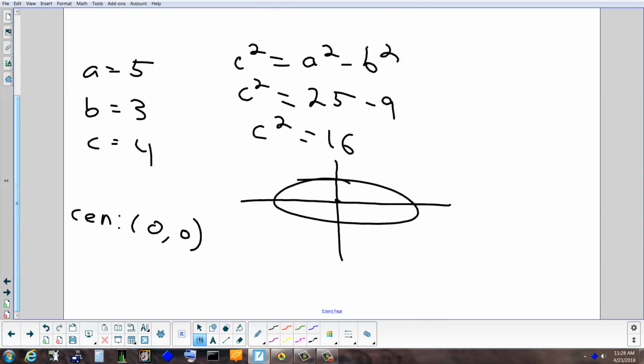Now, let's do the foci. So the foci are C units away from the center, and in this case, they're left and right of it. The major axis is going to have all the important stuff on it. So your foci are going to be left and right. Your vertices are left and right. Nothing is above and below here. That would be the case where it's vertical. This is not. So how far away are the foci from the center?